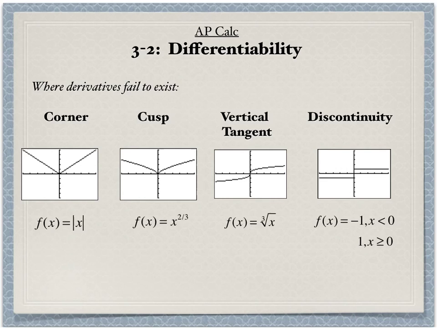Okay, and lastly, any type of discontinuity. Of course, here at x equals 0, we see a jump discontinuity, and when we have just a straight constant function here, of course, those slopes will be different coming in from each side. So, those are four places where derivatives cannot exist.